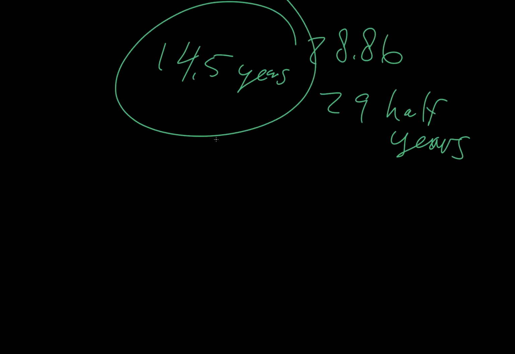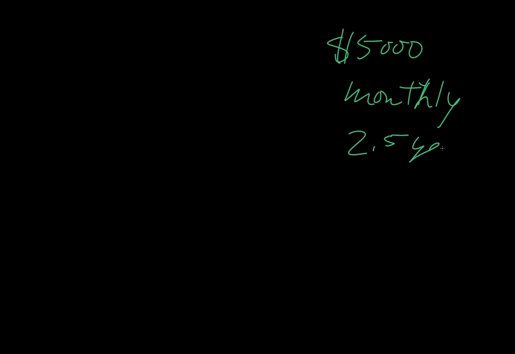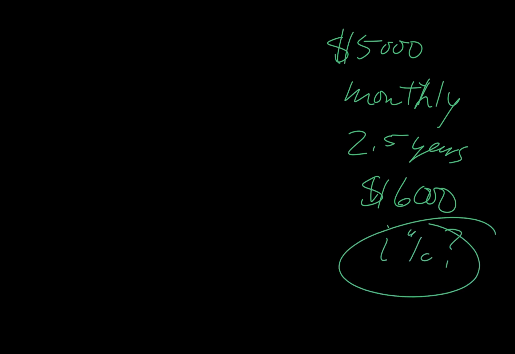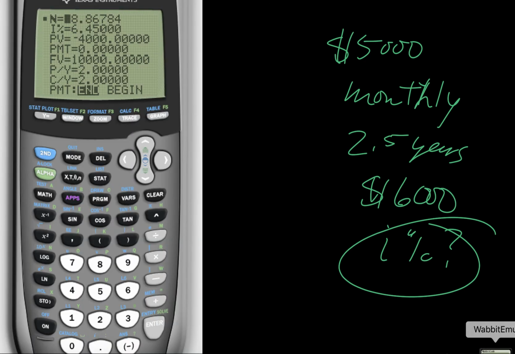Okay, let's move on. Example 21. Eamon deposits 5,000 in an account that compounds interest monthly for 2.5 years. The account balance is 6,000. What was the interest? So the I percentage is what we want to know.